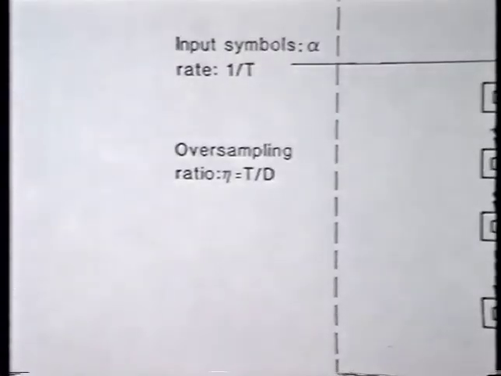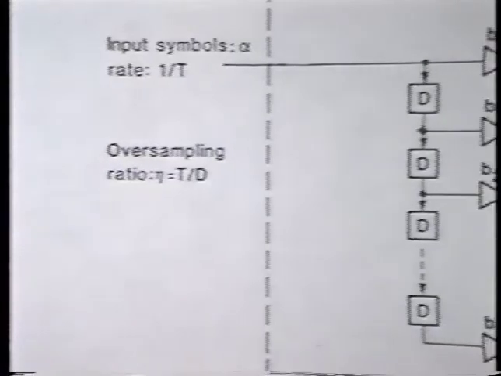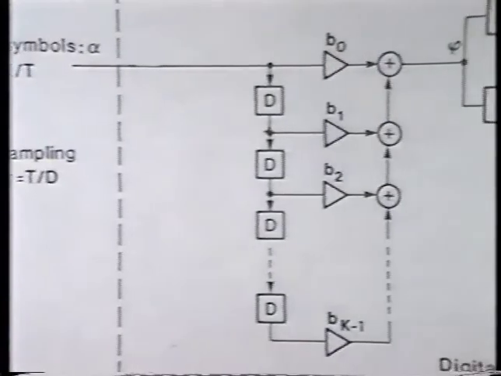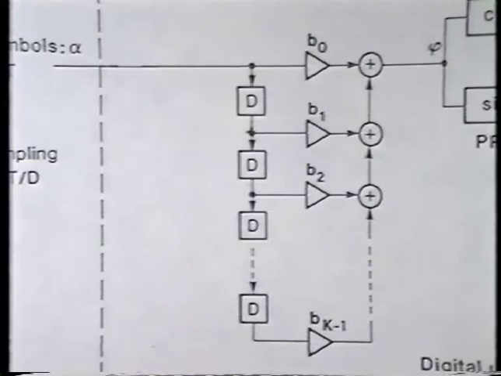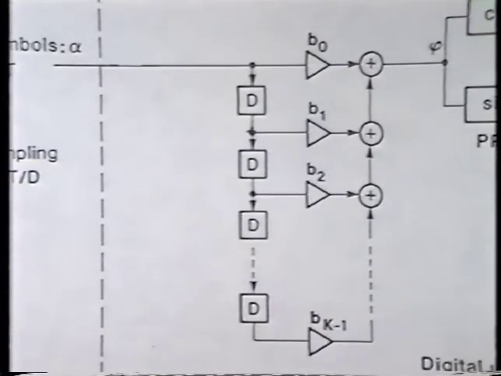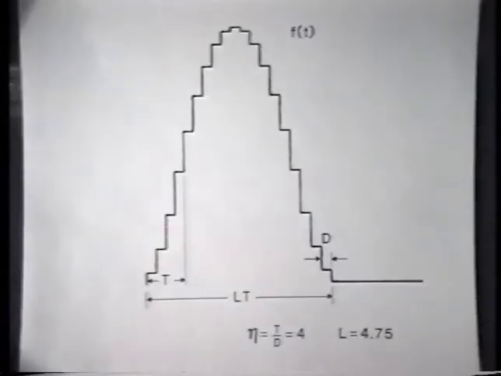The modulator of the equipment consists of a transversal filter with K coefficients. Note that this filter does not contain a digital integrator. Therefore, the modem is a phase modulator as opposed to a frequency modulator.